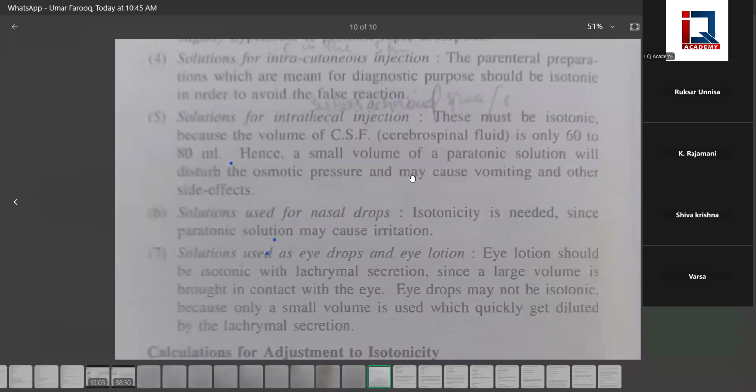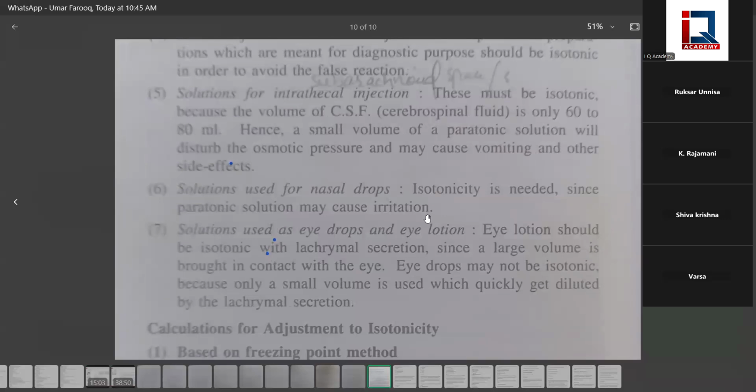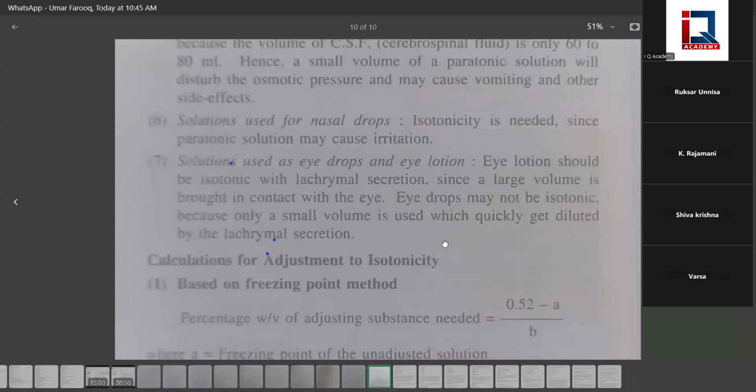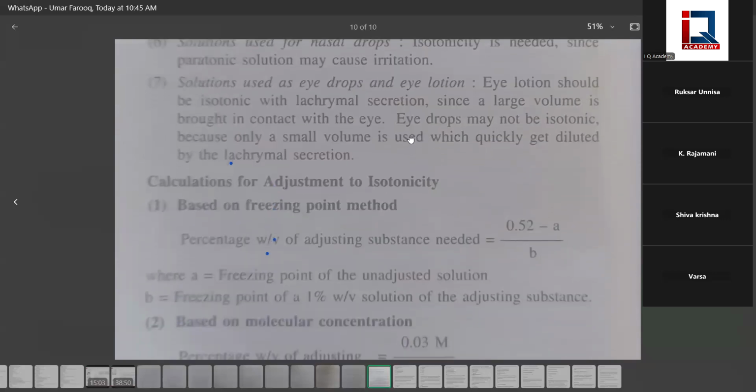Then solutions used for nasal drops should also be isotonic, but they should be isotonic to the nasal secretions, not to the blood plasma. Then solutions used as eye drops and eye lotions should also be isotonic, but isotonic to the lacrimal secretions, right? And not isotonic to the blood, because the isotonicity of lacrimal secretions is different, nasal secretion is different, cerebrospinal fluid is different, and even your blood plasma is different. So different body fluids have different amounts of salts and buffers in them, which changes their isotonicity. So that should be kept in mind.